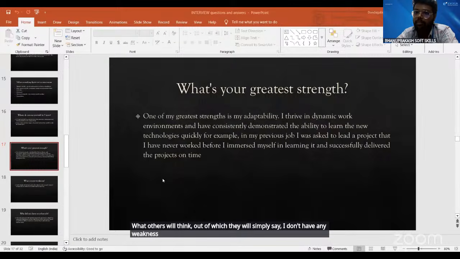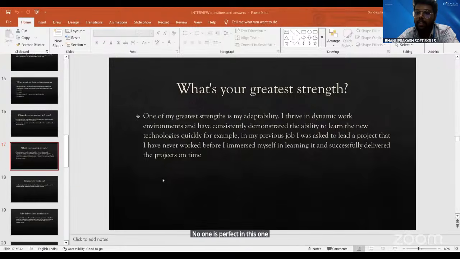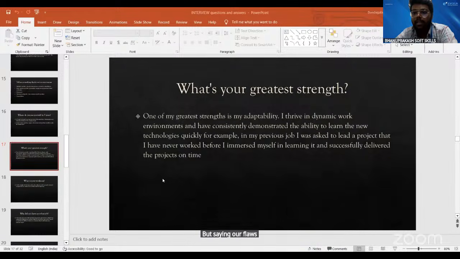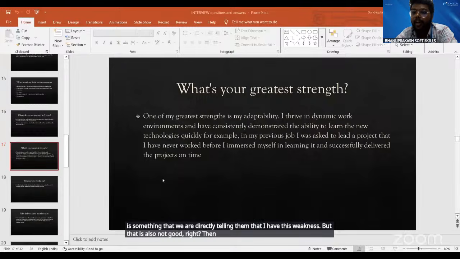But tell me, is there anyone in this world who is perfect? No one is perfect in this world. Everyone has some flaws in them. You need to show that honesty, that you are also a person who has these flaws. But directly telling them that I have this weakness is also not good, right? Then how are you going to handle this type of question?